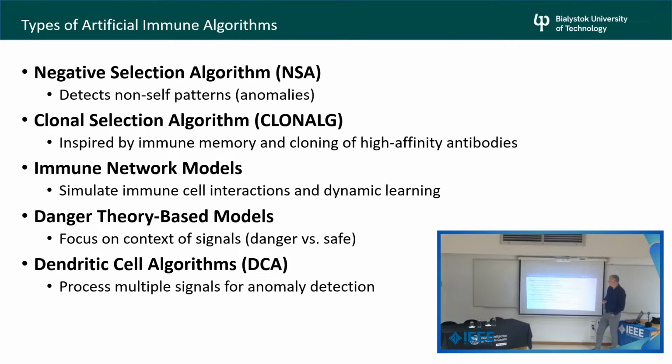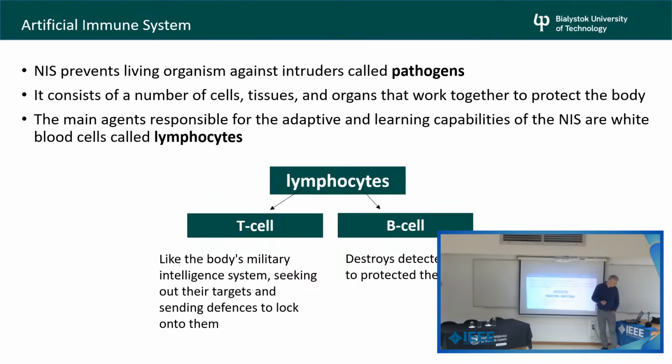But the basic classification can be used by negative selection algorithms. We have the clonal selection algorithm, which is inspired by immune memory, immune network models, danger theory, dendritic cell algorithms, and so on. So there are a lot of algorithms developed in the domain of artificial immune systems. Today, I will focus only on the first one, the negative selection algorithm, with different algorithms and some modifications and so on.